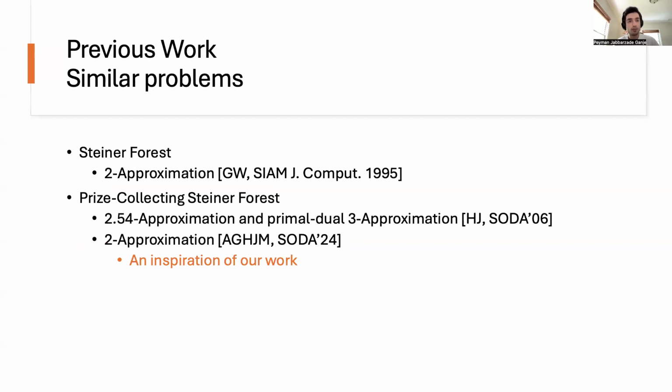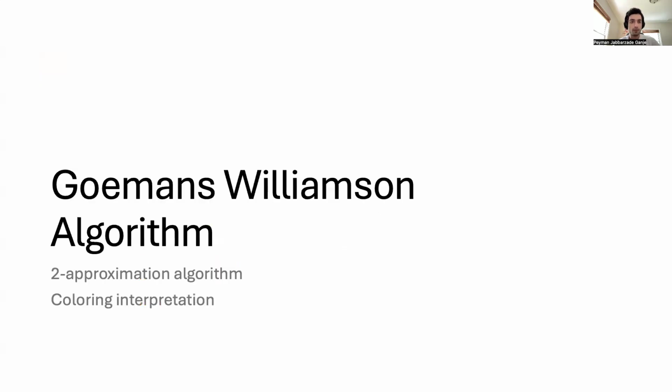Also, I want to mention some similar problems. One of them is Steiner forest. It's a generalization of Steiner tree, and Goemans-Williamson again gave a two approximation algorithm for this one. And also there is the prize-collecting Steiner forest, which had 2.54 and 3 approximation algorithms by Hajiaghayi and Jain. And recently there's a two approximation algorithm by the same authors, which inspired this work, and that's why I mentioned it.